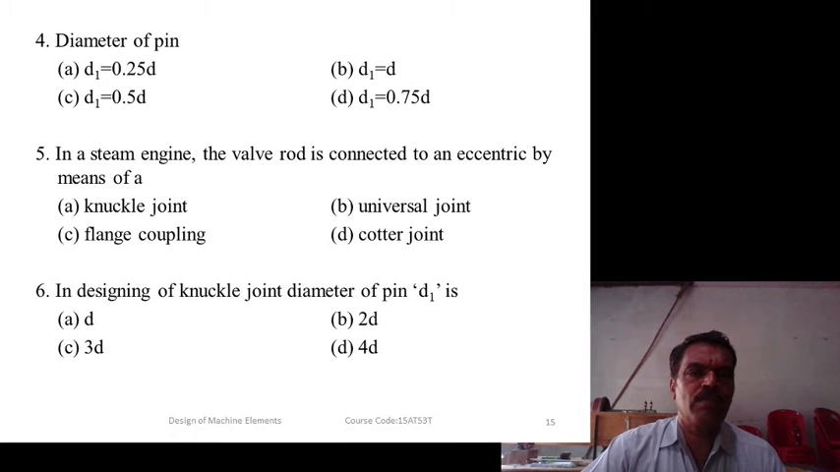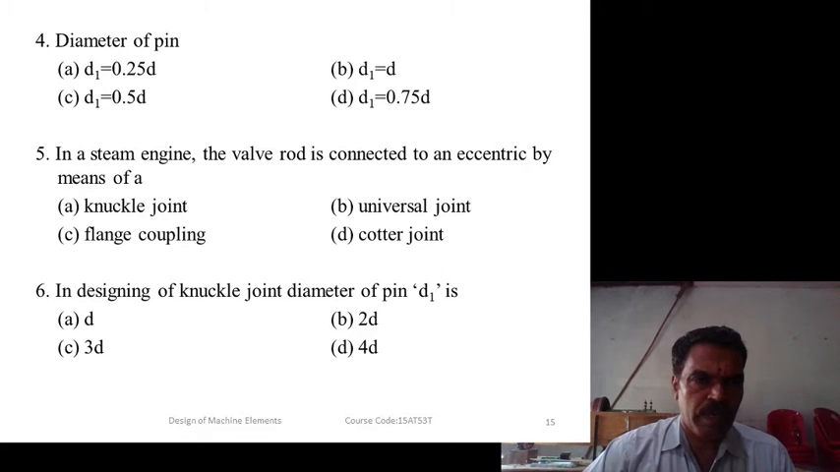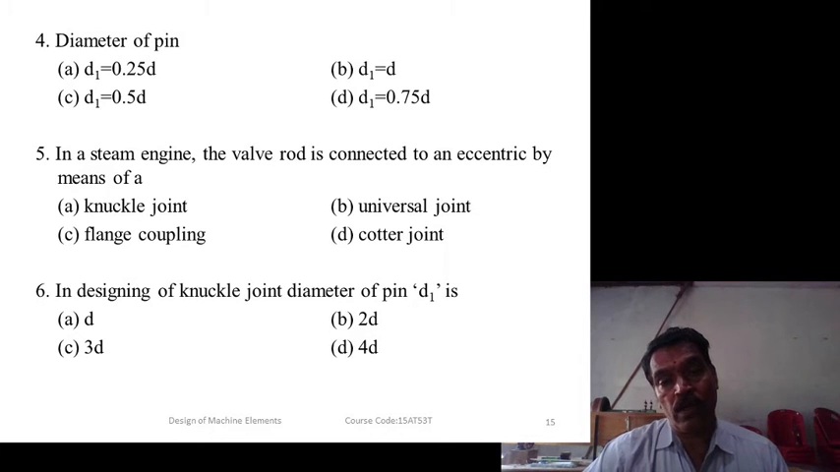Okay, so now let us see question number 4. Diameter of the pin, that is D1 is equal to 0.25D, D1 is equal to D, D1 is equal to 0.5D, D1 is equal to 0.75D. So these are all the options. What is D, what is D1? D is nothing but the diameter of the rod. D1 is nothing but the diameter of the knuckle pin.